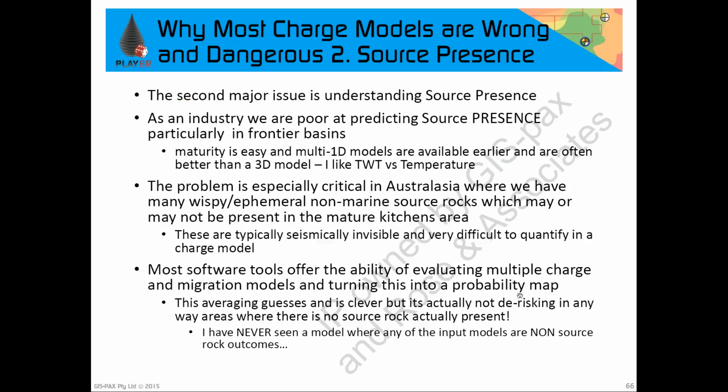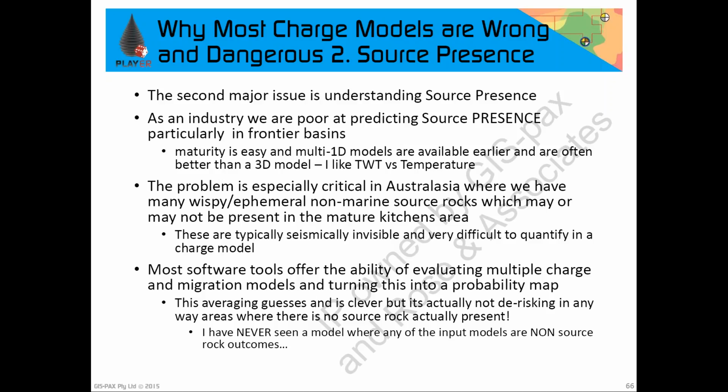The second major issue is source presence. As an industry, we are classically poor at predicting this particular element. Maturity is easy. We can do this with seismic two-way time data. Now, in some parts of the world where you're lucky and you have extensive marine world-class oil-prone source rocks, it's less of an issue. You can normally map them on seismic and you can normally calibrate them fairly easily.